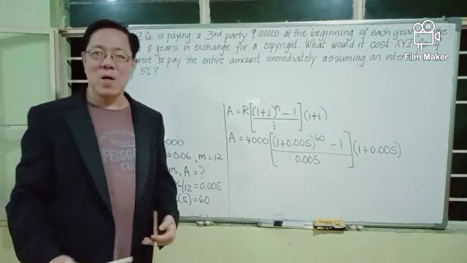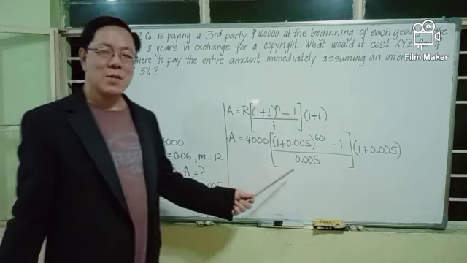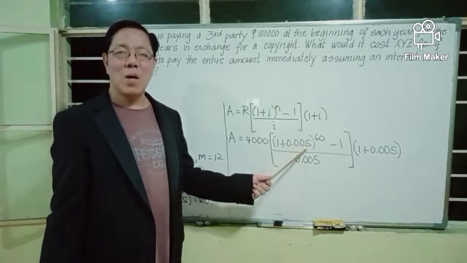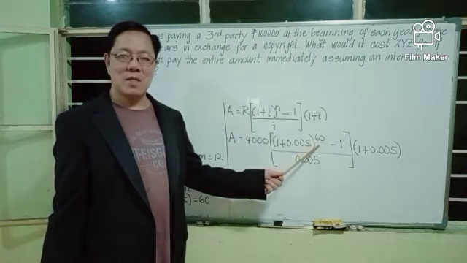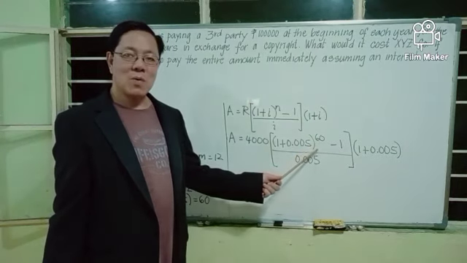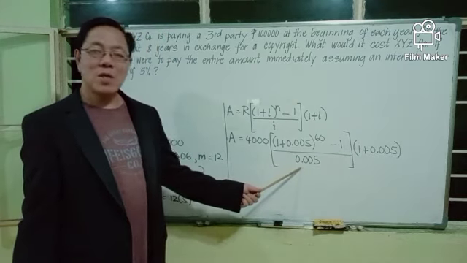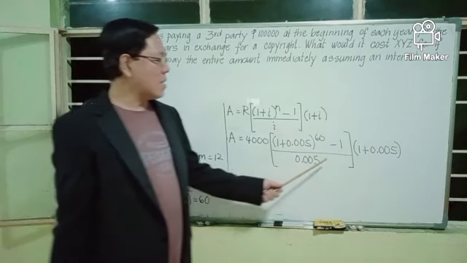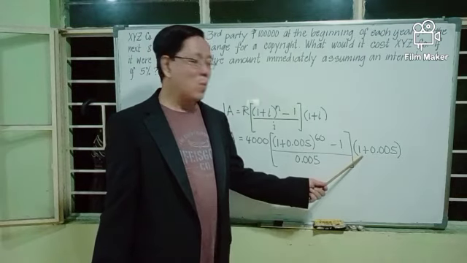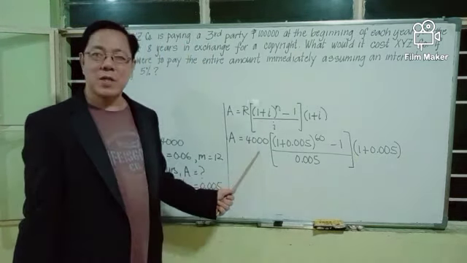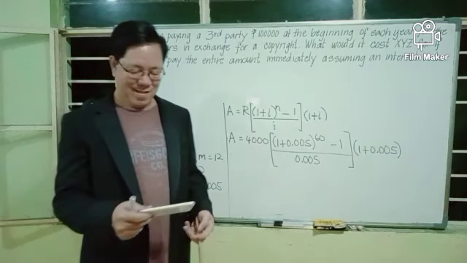And we find the value of A using our calculator. We start with 1 plus 0.005, or 1.005, to the power 60. And as in the calculator, we subtract 1. And the answer we divide by 0.005. And as in the calculator, we multiply by 1.005 and multiply again by 4,000 pesos.